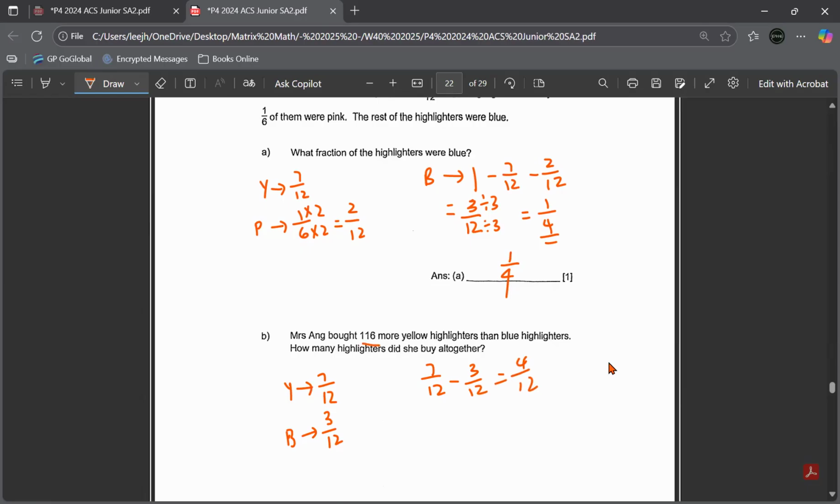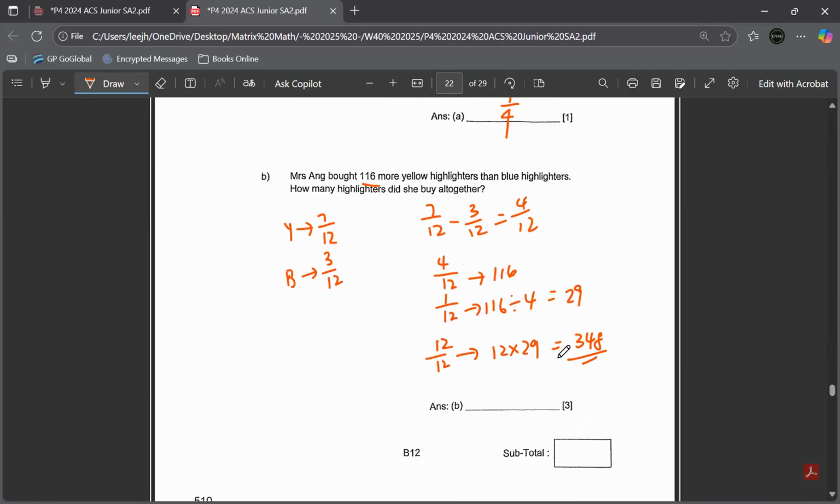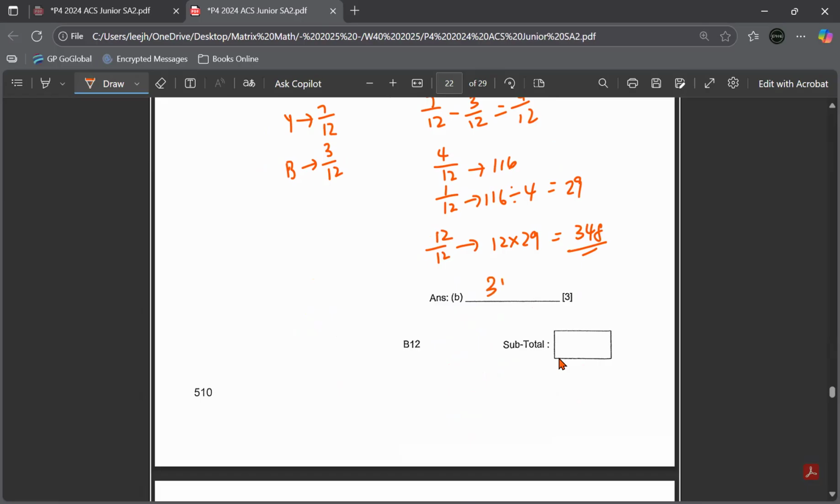So the 4/12 represents 116. Look for 1/12. 116 divided by 4, 29. I want to find altogether, which means one whole, 12/12. 12 times 29 is 348. The answer is 348.